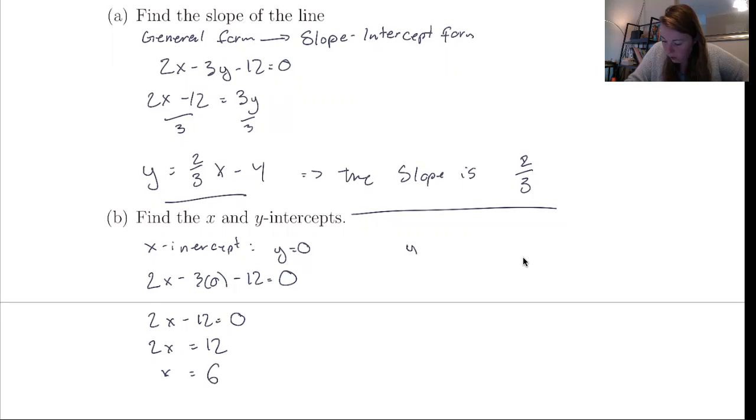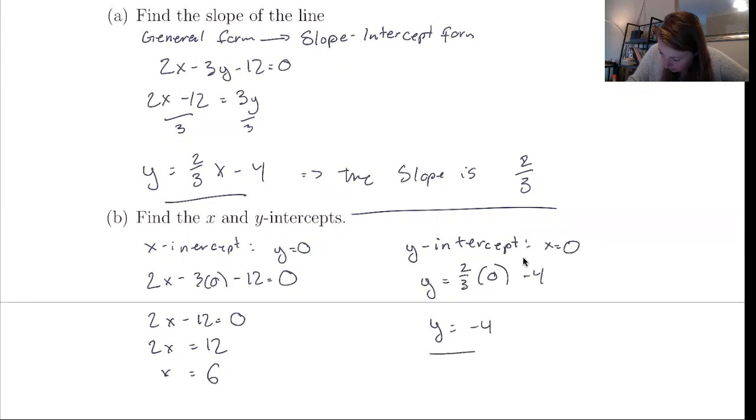And then the y-intercept, I could also plug it in. It's when x equals 0. And I know from slope-intercept form, I could also just plug it into here. It doesn't really matter. So y equals -4. You could have also plugged into the general form and done that. Both are absolutely perfect ways of doing it.